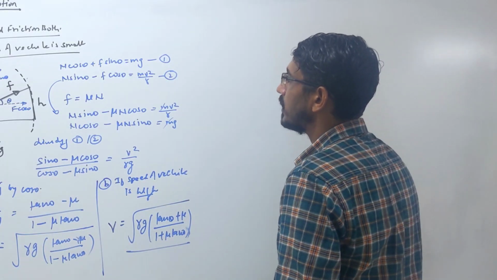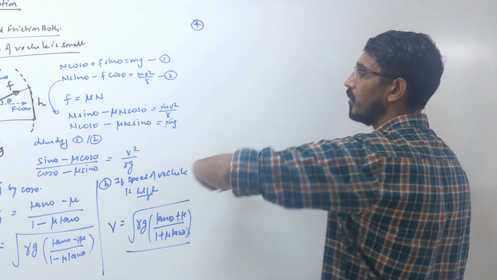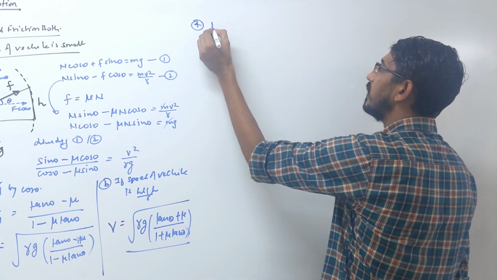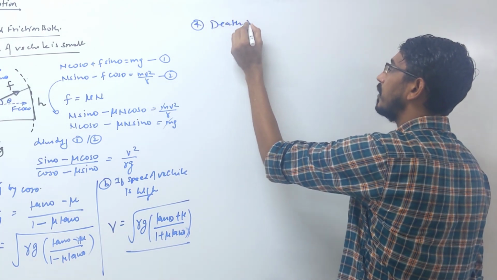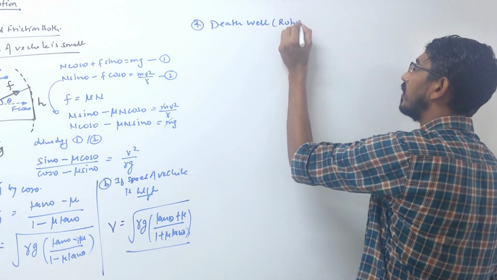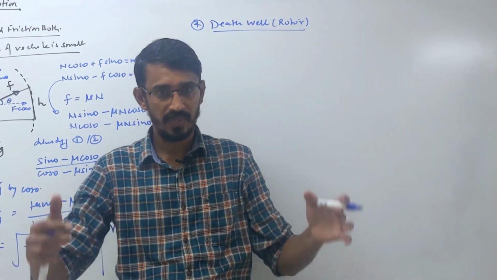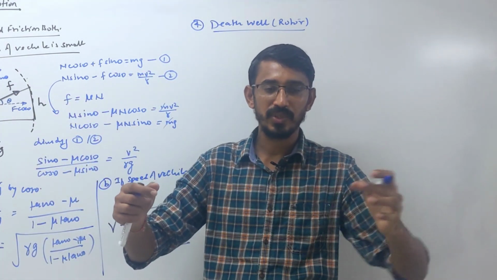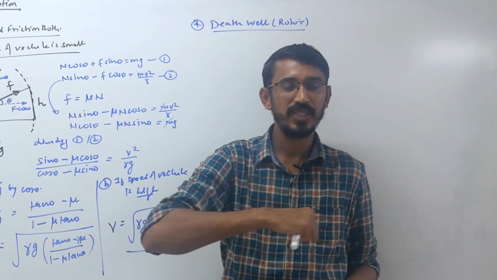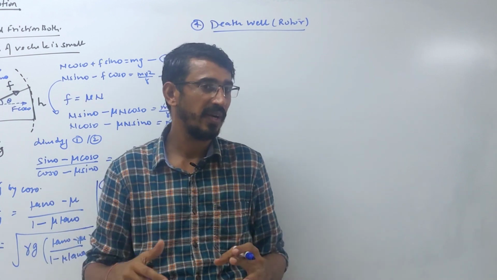So apart from this, let's see some other examples where we talk about motion in a horizontal plane. One problem is the death well. If you remember, you have seen it in a circus. People also call it a rotor. What is a death well? There is a vertical well, and those stunt guys ride motorcycles and cars on this circular well, correct? And they don't fall down, right?